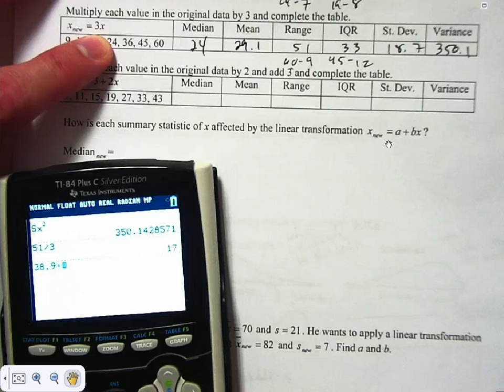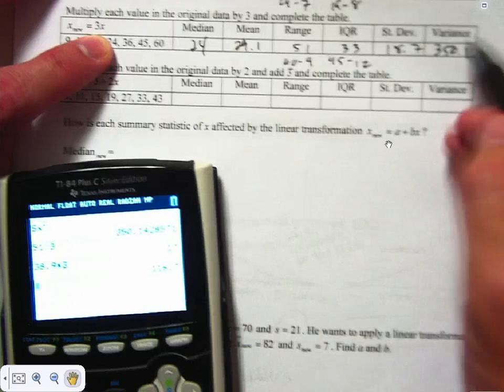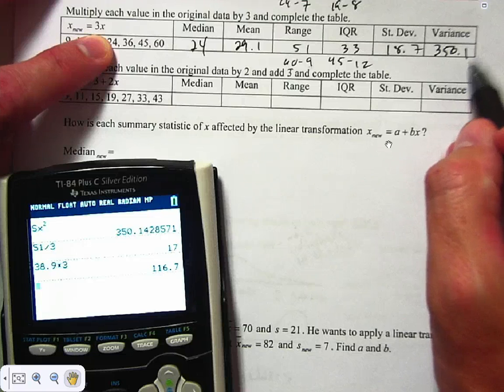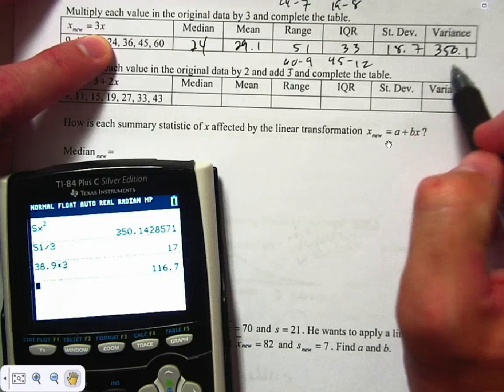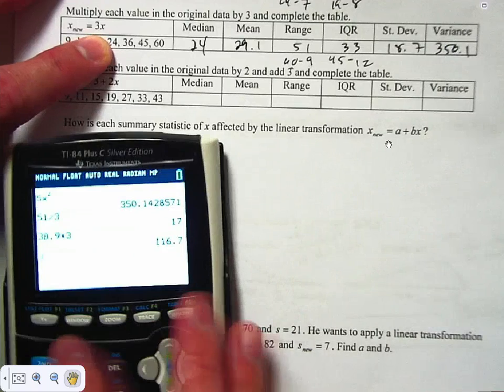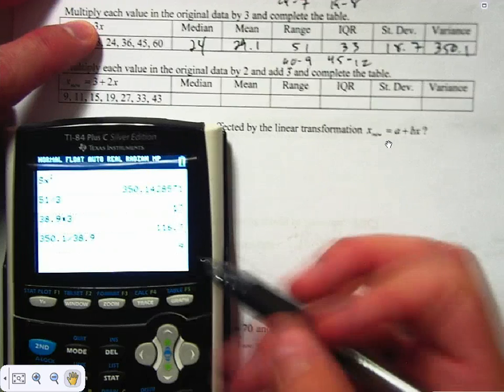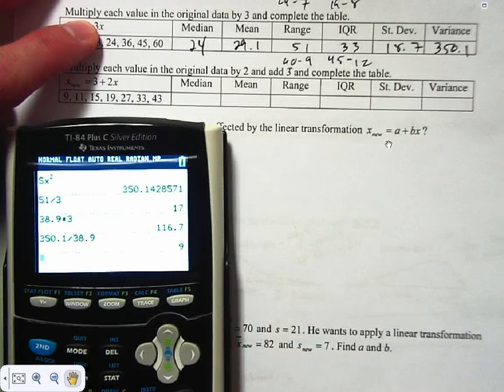The 38.9 is your original variance. If I multiply that by 3, I do not get 350.1. That didn't happen. Well, how much did it go up by? If I compare 350.1 to 38.9, it actually went up by a factor of 9, which hopefully makes some sense.